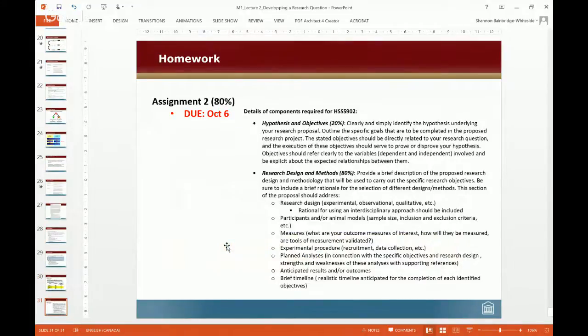So these are the instructions that you have in your syllabus and online about what it is that I'm looking for in regards to your hypothesis and objectives, as well as your research methods. So please read through those and read through how I'm going to be giving you grades for these different sections so that you make sure that you're answering all the appropriate questions.